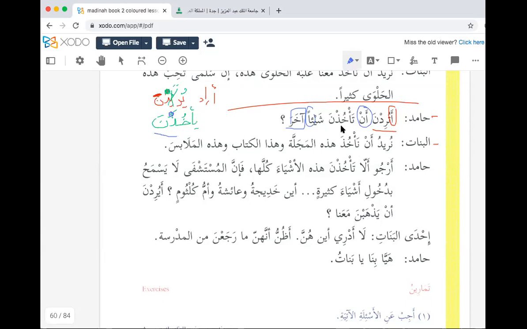طيب البنات تفضل يا أخي. نريد أن نأخذ هذه المجلة وهذا الكتاب وهذه الملبسة. ملابس. And ملابس, this is جمع of ملبس. ملبس, this means clothes. From libas.